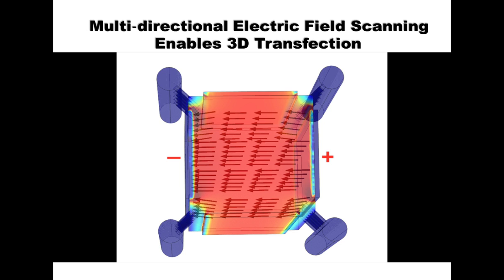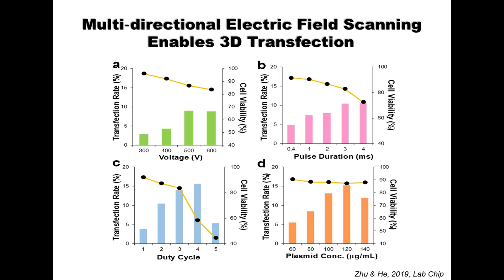All right, so you can see the scanning process, because the electric field is rotating between all the dimensions, which can introduce the plasmid for transfection much more efficiently and meanwhile keep good cell viability. So here we studied different conditions of this electric field scanning, including the voltage, the pulse duration, and duty cycle, and also the concentration of the plasmid that we can apply. And we can see the transfection rate can reach more than 15% at a certain voltage, and meanwhile keeps the good cell viability above 80%.